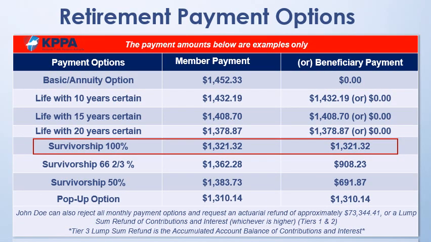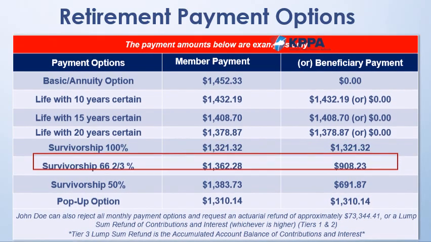Survivorship 100% option works so that if the member predeceases, the beneficiary is eligible for the same monthly benefit up until their death. So in this example, the member would receive $1,321.32 per month, and upon his or her passing, the beneficiary would receive 100% of that for the remainder of their lifetime.